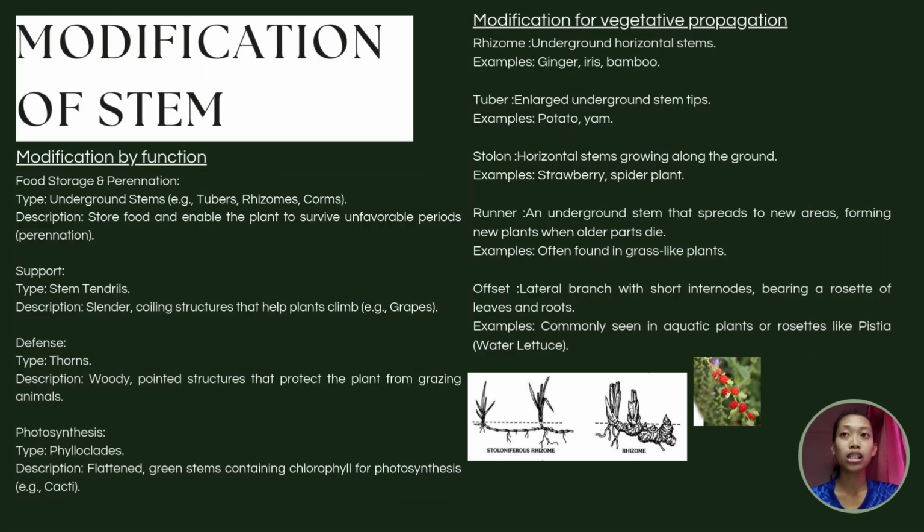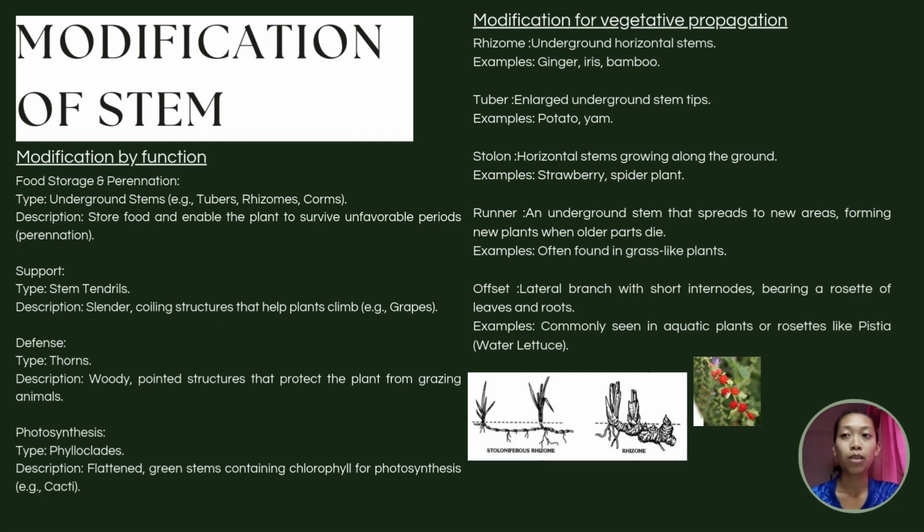So for the next slide is modification of stem. Modification of stem breaks into two parts, which is modification by function and also modification for vegetative propagation. So for modification by function, it has food storage and perennation, support, defense, and also photosynthesis. For food storage and perennation, the types are underground stems such as tubers, rhizomes, and corms. The description is to store food and enable the plant to survive unfavorable periods.